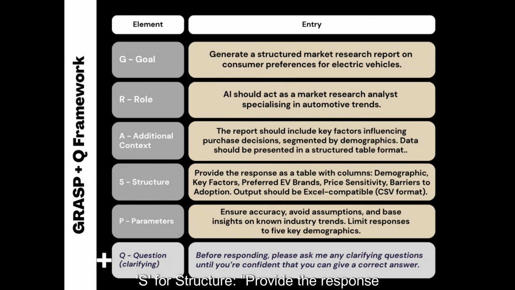S for structure: provide the response as a table with columns: demographic, key factors, preferred EV brands, price sensitivity, barriers to adoption. Output should be Excel compatible in CSV format. P for parameters: ensure accuracy, avoid assumptions, and base insights on known industry trends. Limit the responses to 5 key demographics. And of course, Q for clarifying question: before responding, please ask me any clarifying questions until you're confident that you can give a correct answer.